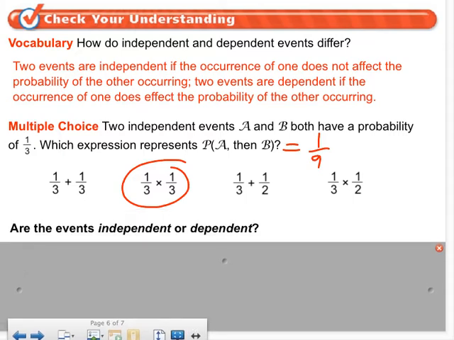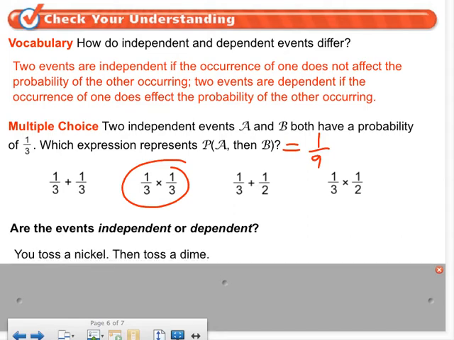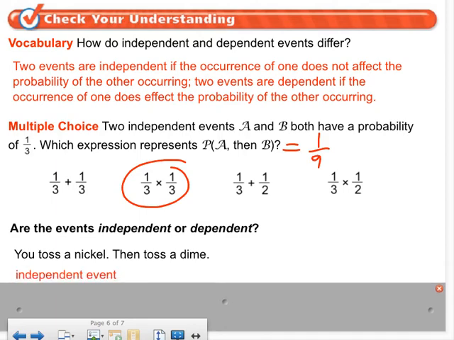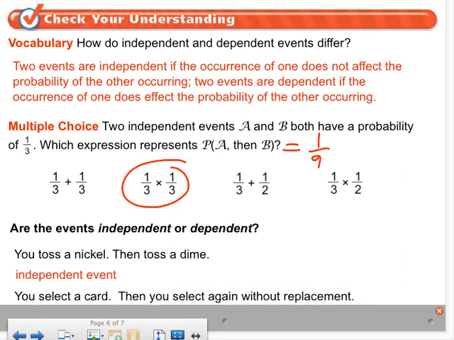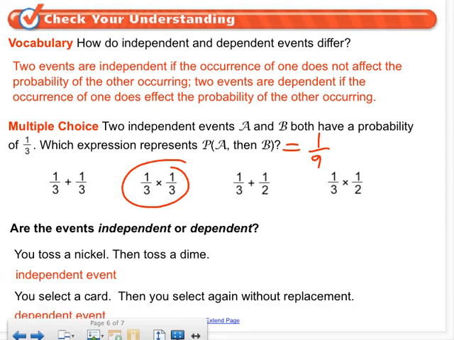Are the events independent or dependent? Take a look at the first event: you toss a nickel, then you toss a dime. Very good. Most of you unanimously said independent. They don't affect each other. If I flip a nickel, it doesn't change how many sides the dime has. It doesn't change the possible outcomes; that probability remains the same. Now, what about this one? You select a card, then you select again without replacement. That's dependent because on the second card, there are a different number of possible outcomes. That is a dependent event.